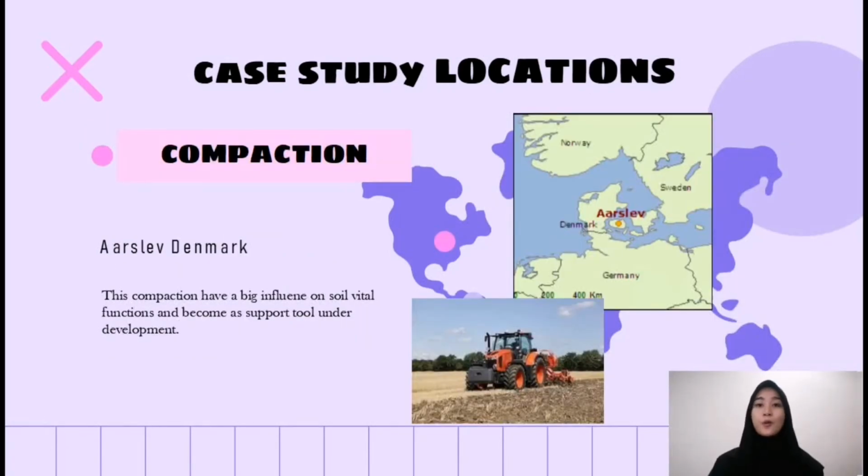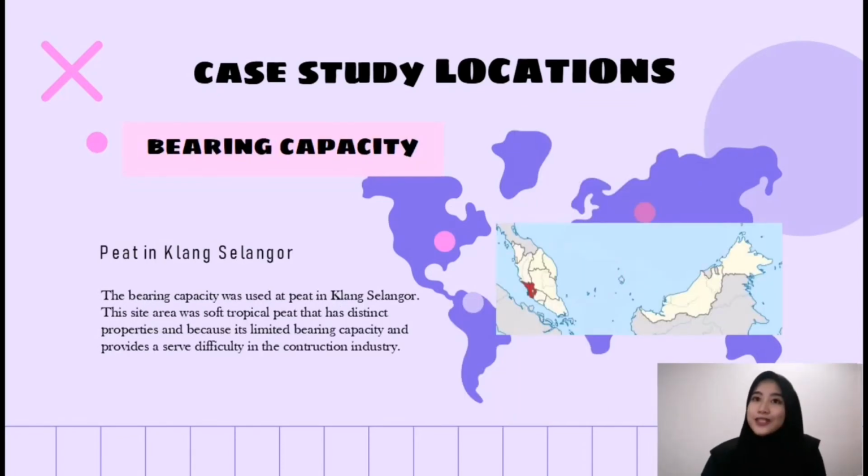So next one is compaction at Aslev, Denmark. So this compaction has an influence on soil vital functions and becomes a support tool under development. And the last one is bearing capacity. So the bearing capacity was used at a peat site in Klang, Selangor. So this site area was subtropical peat that has distinct properties, and because of its limited bearing capacity it provides a severe difficulty in the construction industry.